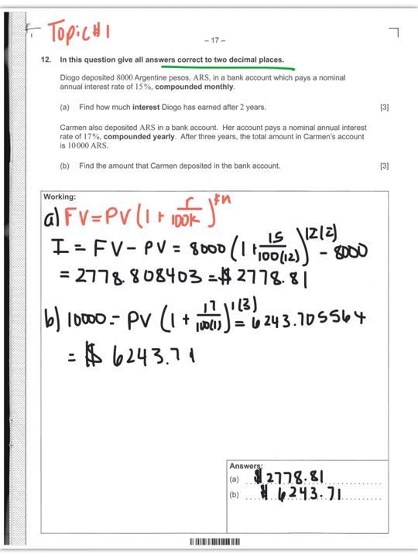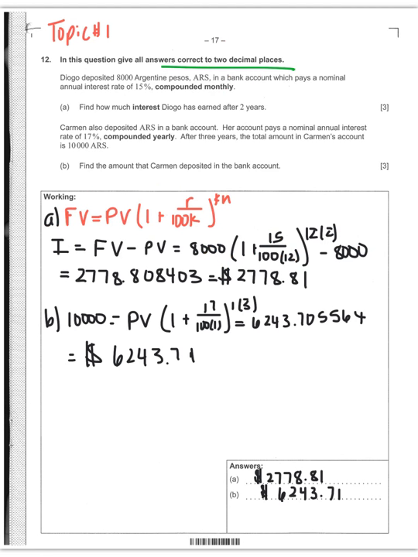So if you fill in all the information, your present value is 8,000, your ratio is 1.5, your K value, how much is compounded per year, is 12, because it's compounded monthly, over 2 years, and then I subtracted off the 8,000 we started with. So you end up with an interest of $2,778.81, because they want everything to 2 decimal places.